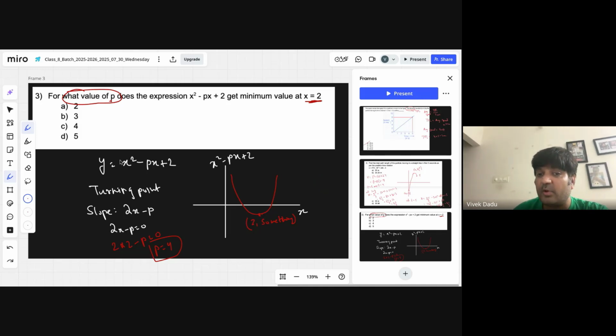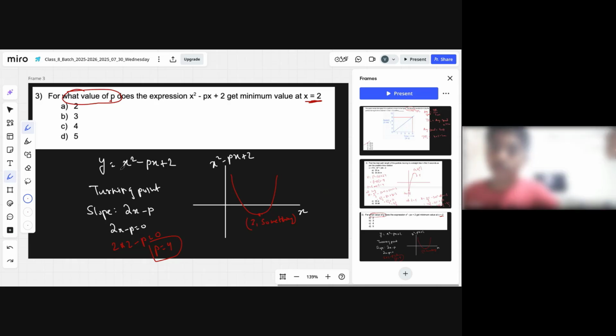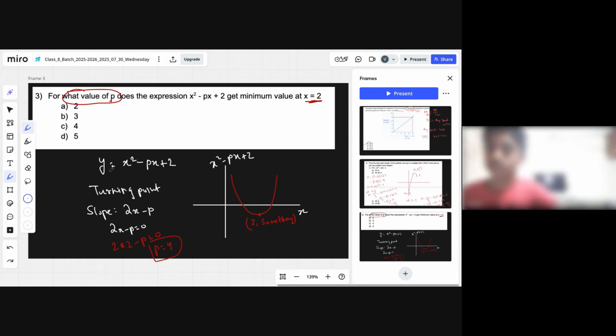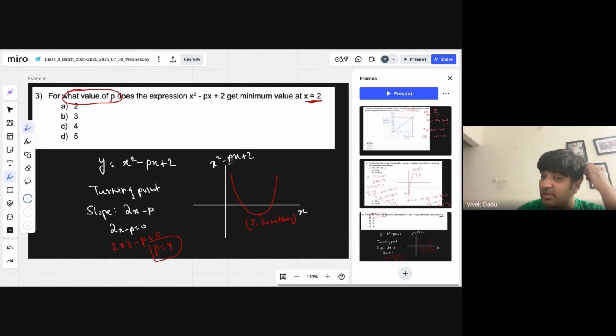Look at it. What is the coefficient of x square? Sir, 1. It's positive, right? Whenever this happens, you will always get a U shape. The other shape you get whenever there is a minus sign in front of x square. So now at x equal to 2 is the minimum point and x equal to 2 is the turning point.